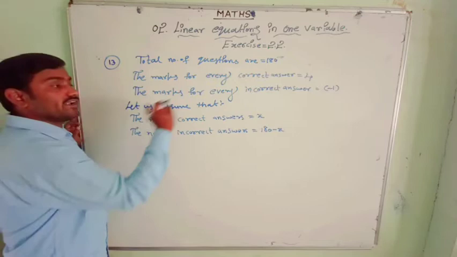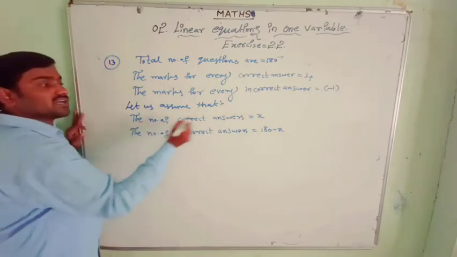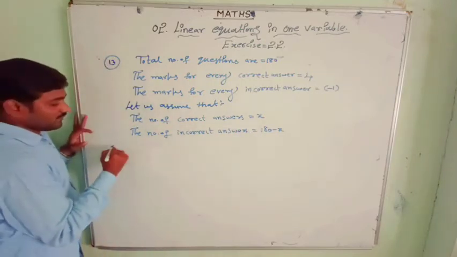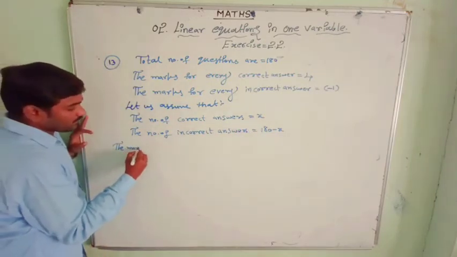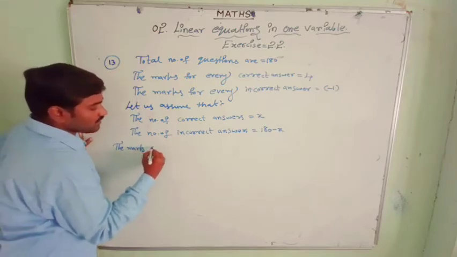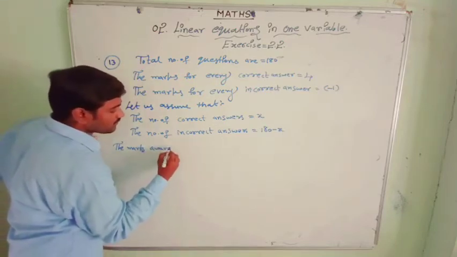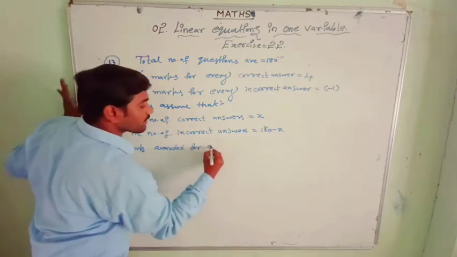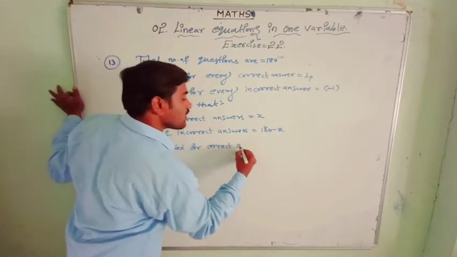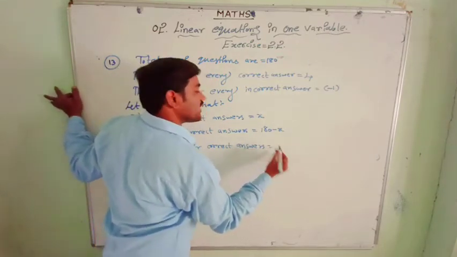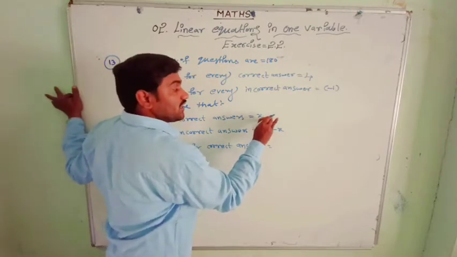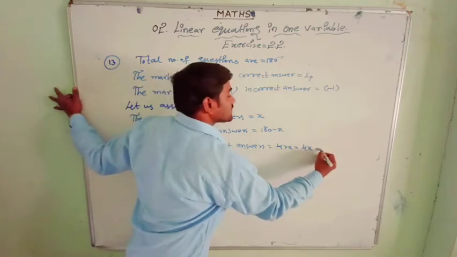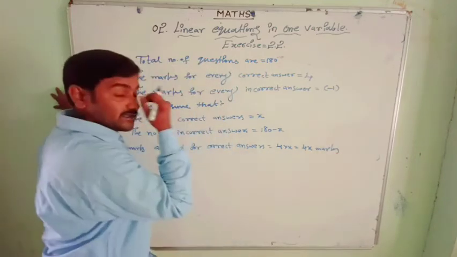So, the marks awarded for correct answers, then the marks awarded for incorrect answers. The marks awarded for correct answers: they have written x questions correct, and for every question 4 marks are given. 4 into x, that is 4x marks they will get.